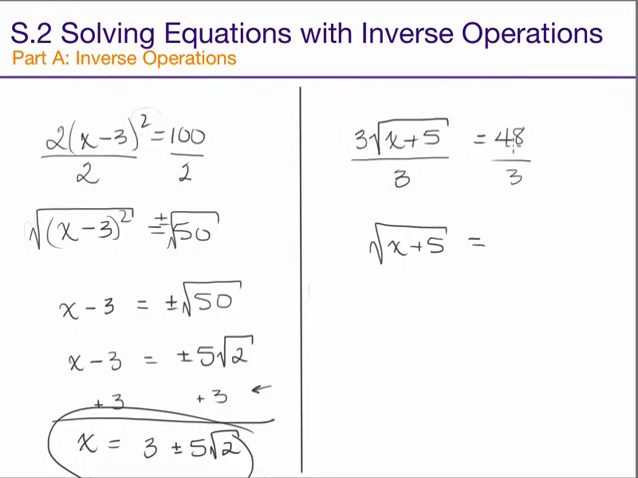48 divided by 3 is 16. Now I have just a square root on the left-hand side. So now I can choose to square both sides. Unsquaring and squaring leaves me with the stuff that I did that to. x plus 5 is what I took the square root of. That's what I chose to square. Squaring and unsquaring x plus 5 gives me x plus 5. 16 squared is 256. And then solve.